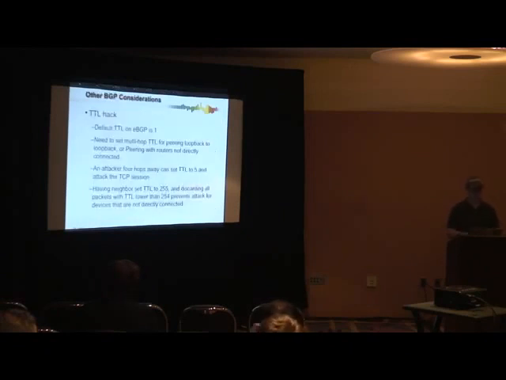Another consideration worth thinking about is this TTL hack. By default, eBGP has a TTL of 1 because you're expecting the routers to be directly connected. And when you're peering loopback to loopback, this is why you have to set eBGP multi-hop 2 in order to make the session come up, because you're changing that TTL.